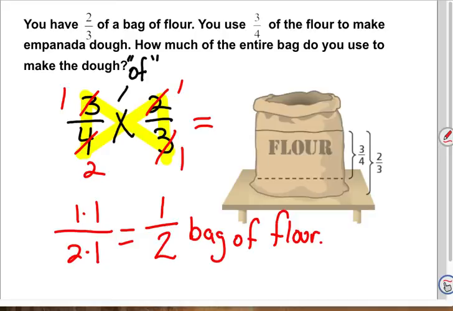Chance, would it be okay if you put dough? Yeah, that would be fine. Well, no, it's not dough that you're using, though. You're using flour. You could have said 1/2 flour. That would have been okay, all right? Questions?